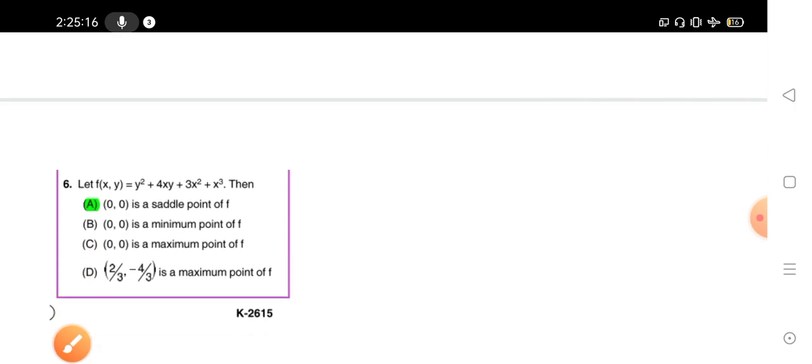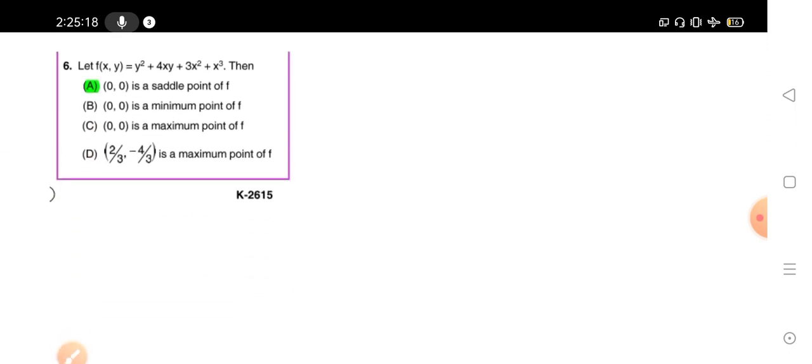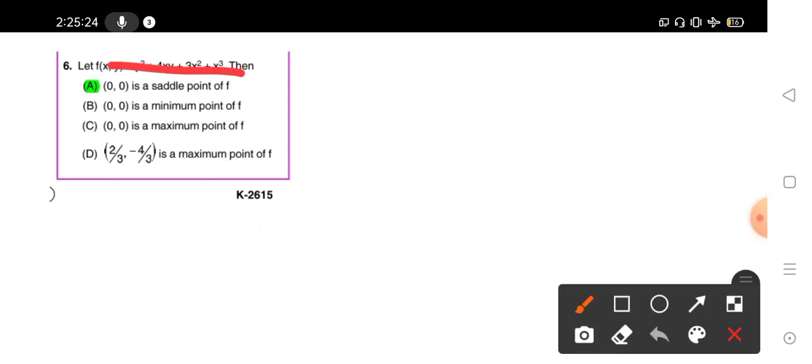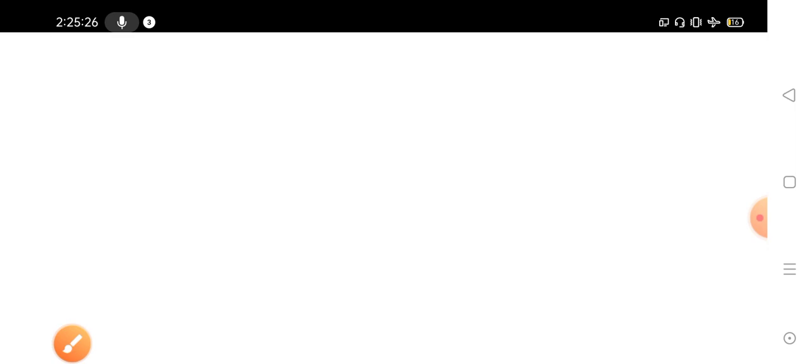Next question, let f of x, y equal y square plus 4xy plus 3y x square plus x cube. Then (0, 0) is the saddle point of f. Option A is correct.